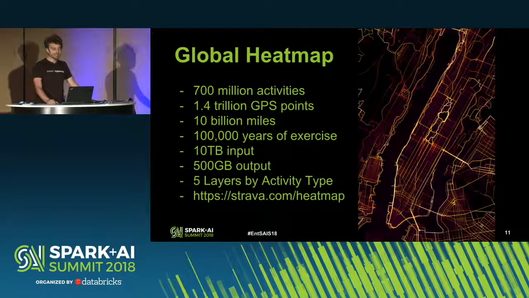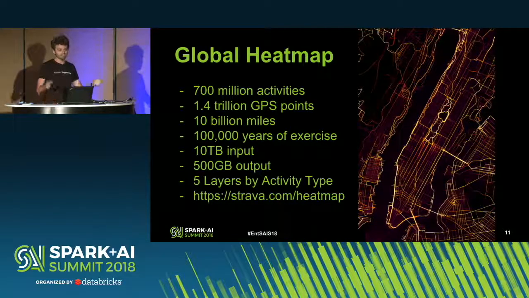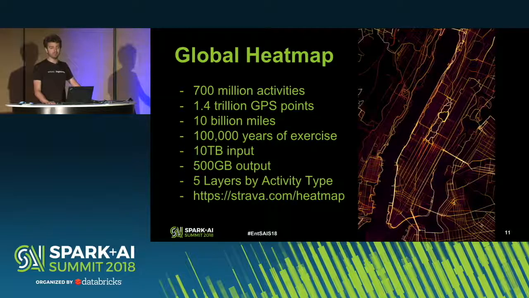All right, so on to the next application, which is the Global Heatmap. The Global Heatmap is just a direct rasterized view of all public GPS data points that we have in our data set. So that consists of 700 million activities. It's actually only data from the last 2 years. So that's over 1 trillion GPS points, 100 billion miles, or 100,000 years of cumulative exercise. And I think the input is about 10 terabytes, and the output is about half a terabyte. And that's basically about 2-meter resolution of every point in the world.